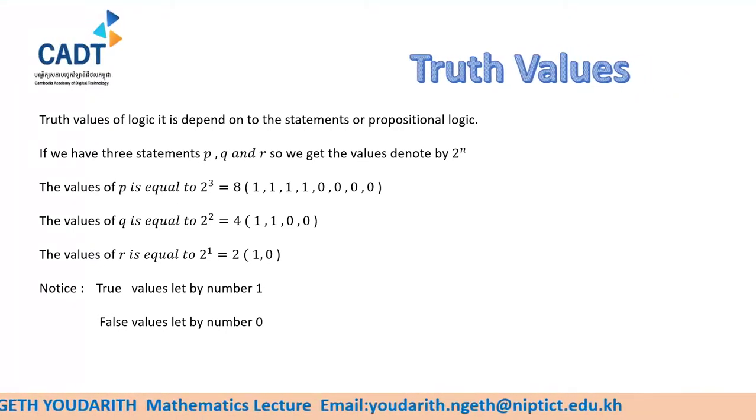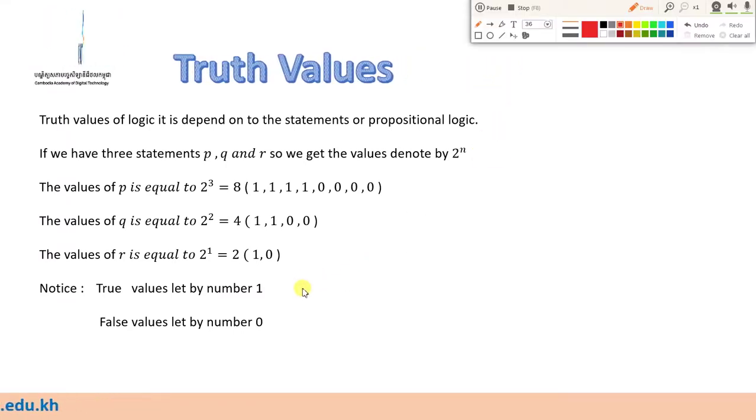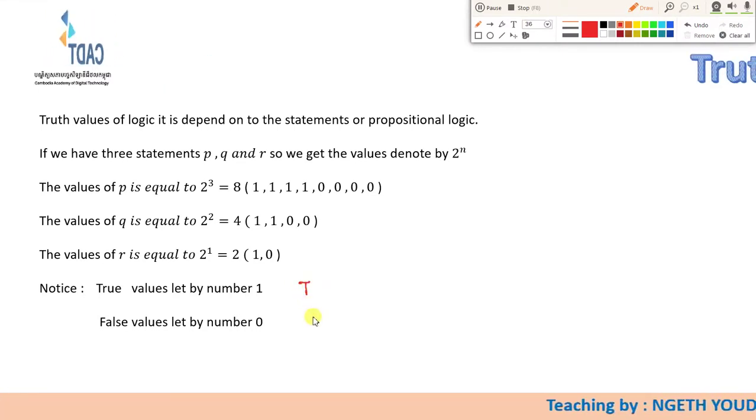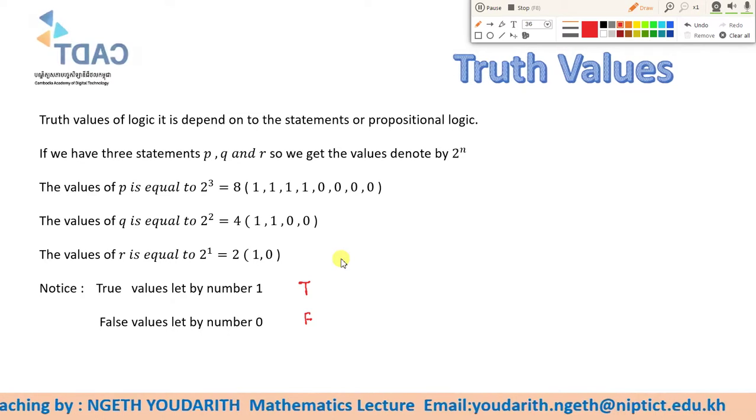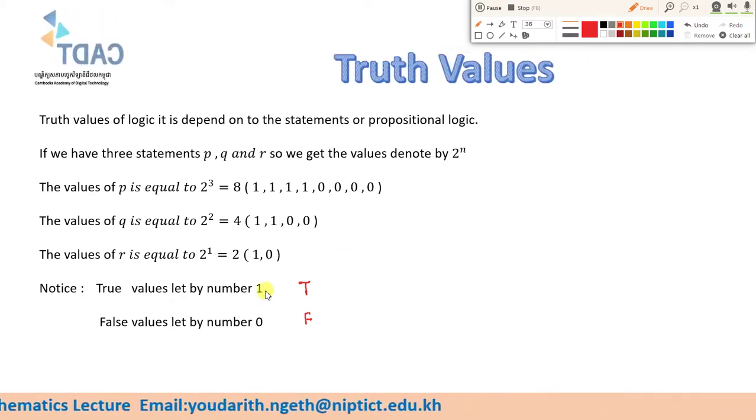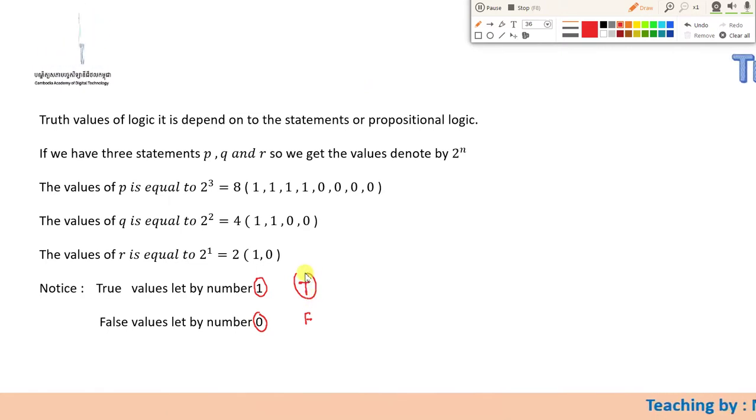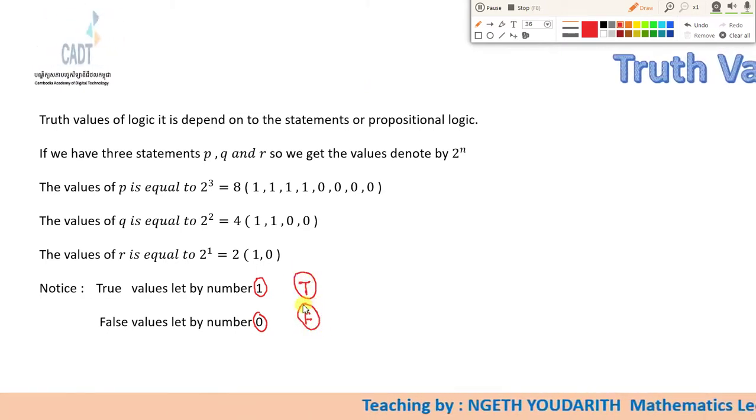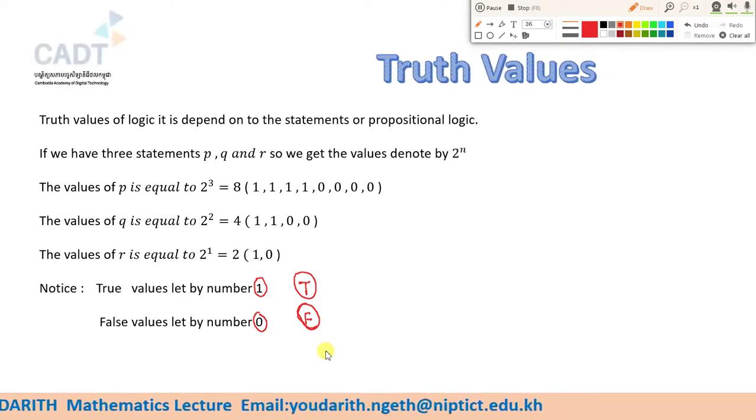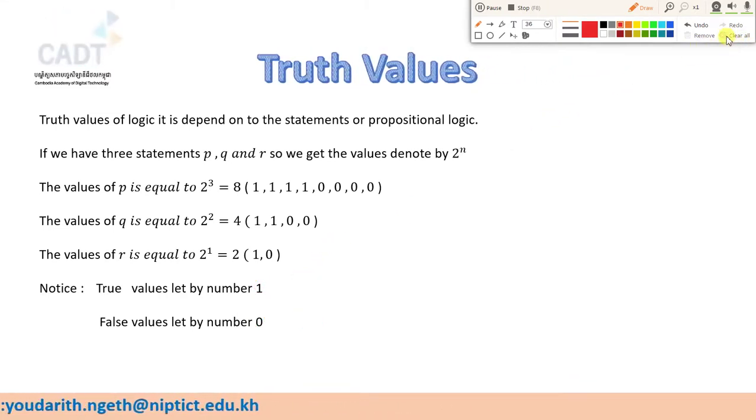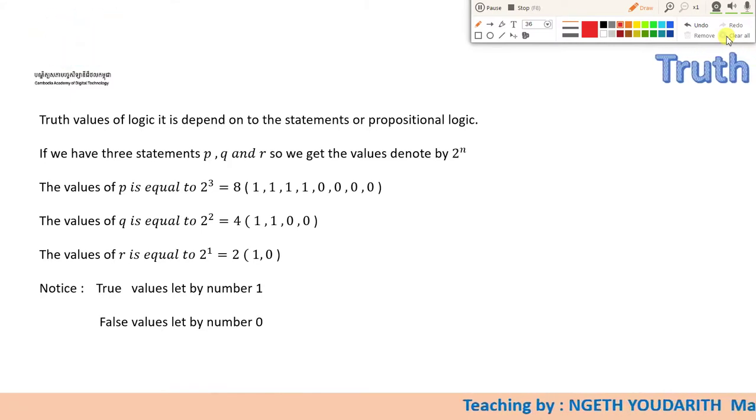But in some other books, they write the true value denoted by T and the false value denoted by letter F. So this depends on the writer. Sometimes the true value is number 1 and the false value is number 0, and in some books the true value is denoted by letter T and the false value by letter F. This is only our notation in some books. Don't mind about number 1, number 0, or letter T or letter F. This is only notation.